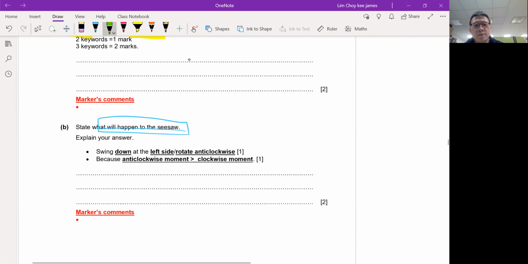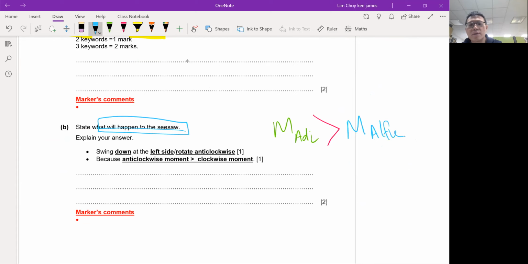Because the moment by Adi is higher than the moment by Alfie, as a result, it rotates anti-clockwise. This is the reason. So you need to do a slight calculation on your own. The question never asks for it, but to answer the question, you need to do the calculations. Don't expect the question to ask every time before you give it. You must anticipate the questions, because for certain questions, the calculations are the underlying procedures that you automatically do yourself.